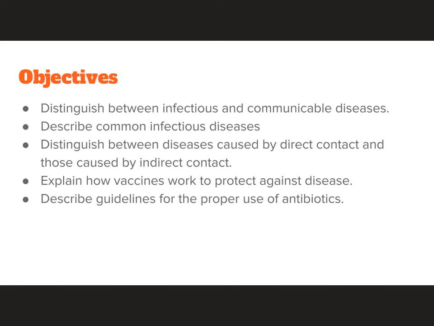The objectives are as follows. You have distinguish between infectious and communicable diseases. So there are some differences between the two. Describe common infectious diseases. Distinguish between diseases caused by direct contact and those caused by indirect contact. And explain how vaccines work to protect against disease. Describe guidelines for the proper use of antibiotics. So we have 5 different objectives.